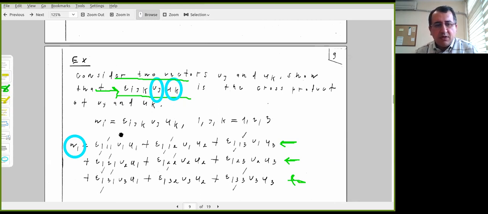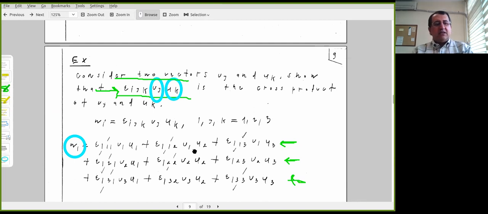In explicit form, we have epsilon 1,1,1, u1, v1. We are fixing j as 1. This becomes epsilon 1,1,2, u1, v2, plus epsilon 1,1,3, u1, v3, summation over k. Increase j by 1, you get u2, v1 plus u2, v2 plus u2, v3. Increase j by 1, u3, v1, u3, v2, u3, v3. So, a double summation.